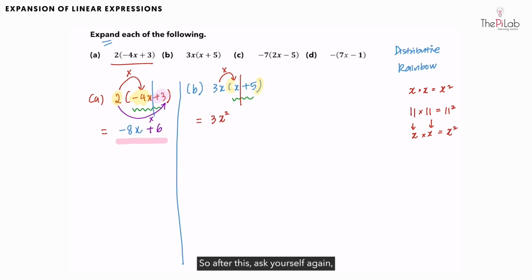So after this, ask yourself again, what happens when I take 3x multiplied to plus 5? What should you get? You should get 15x. And that is the final answer.